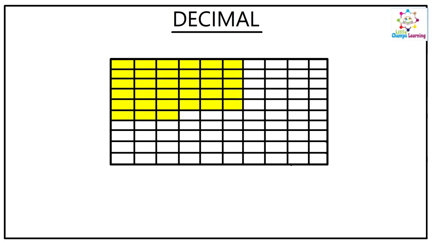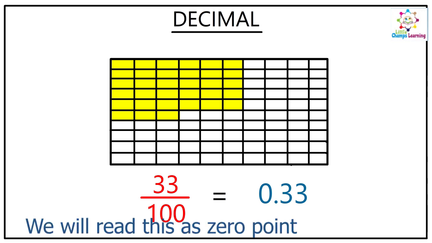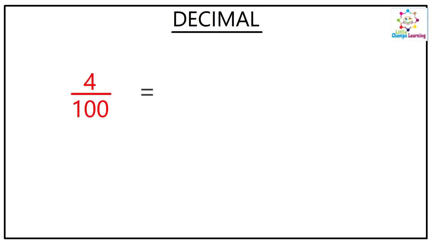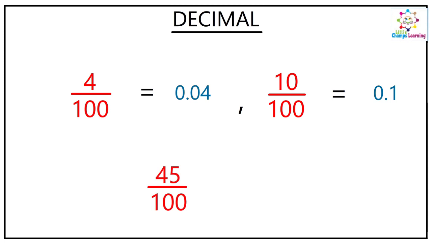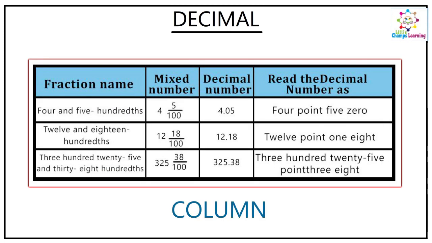The shaded part is 33 hundredths of the large square. So 33 over 100 is equal to 0.33. We will read this as 0.33. We can see a few more hundredths, such as 4 over 100, 0.04, and we can say 0.45. Let's look again at this column to understand how to read mixed numbers.